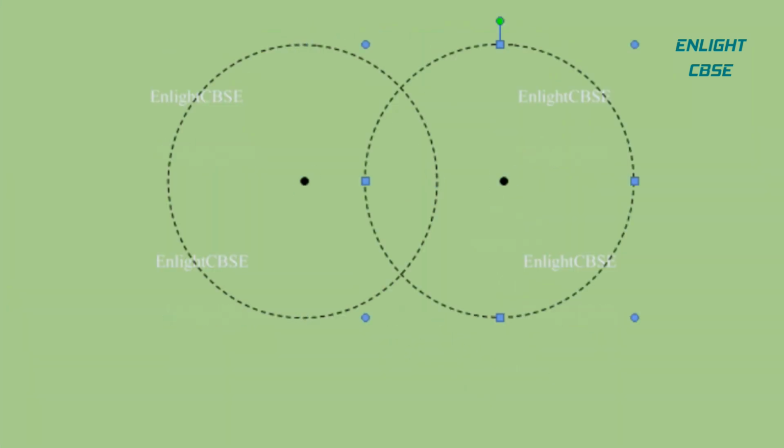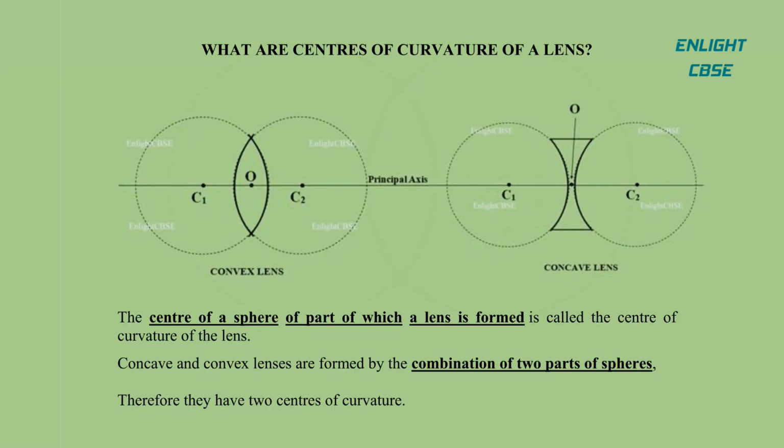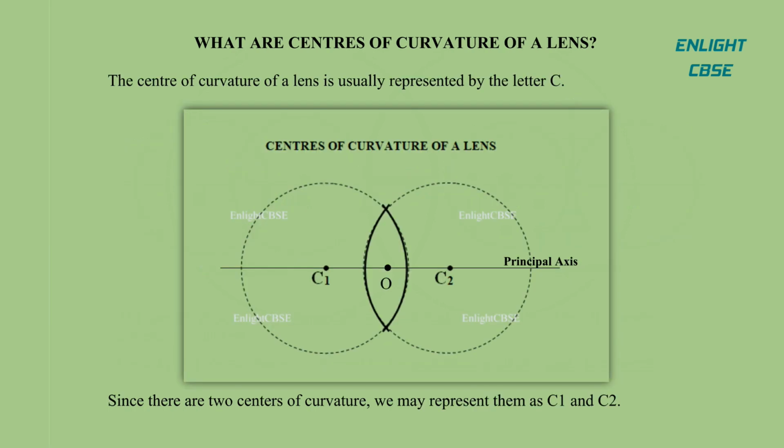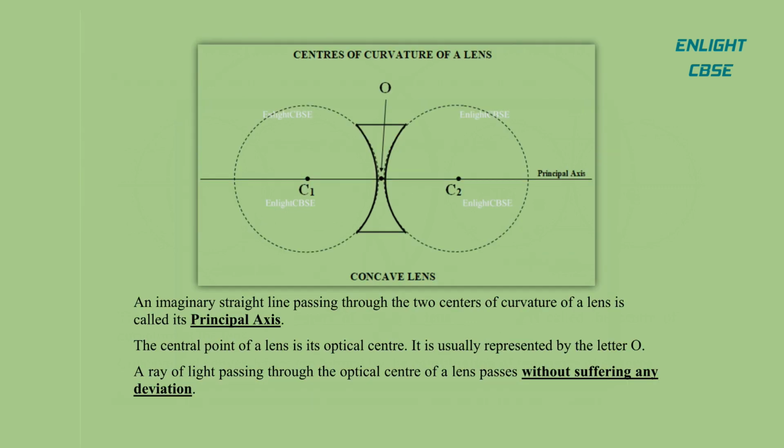What are centers of curvature of a lens? The center of a sphere of which a lens forms a part is called the center of curvature of the lens. Concave and convex lenses are formed by the combination of two parts of spheres, therefore they have two centers of curvature. The center of curvature of a lens is represented by the letter C. Since there are two centers of curvature, they are represented as C1 and C2. An imaginary straight line passing through the two centers of curvature of a lens is called its principal axis. The central point of a lens is its optical center. It is represented by the letter O. A ray of light passing through the optical center of a lens passes without suffering any deviation.